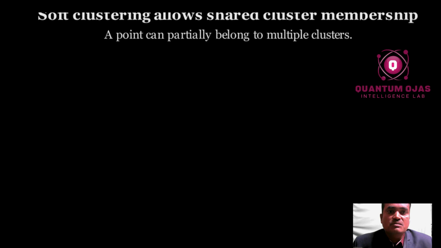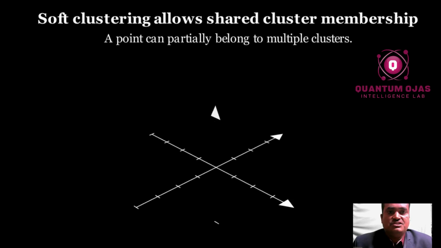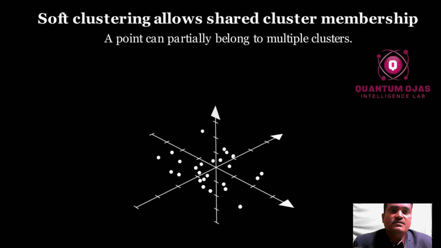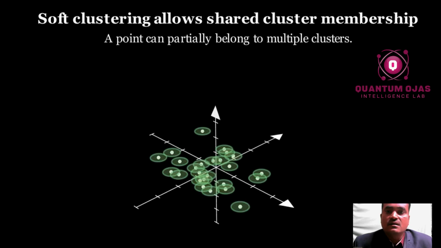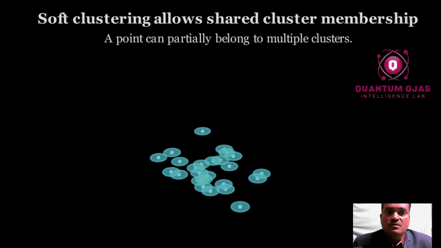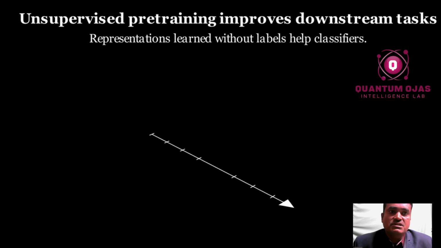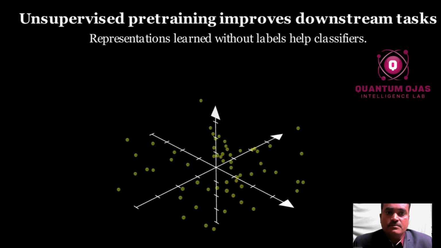And then next most important, soft clustering. The concept of soft clustering allows us shared cluster membership. A point can partially belong to multiple clusters. So as a point shares membership with two to many clusters, its centroid will be shared with other clusters also. The next important aspect of unsupervised machine learning, unsupervised pre-training improves downstream tasks.